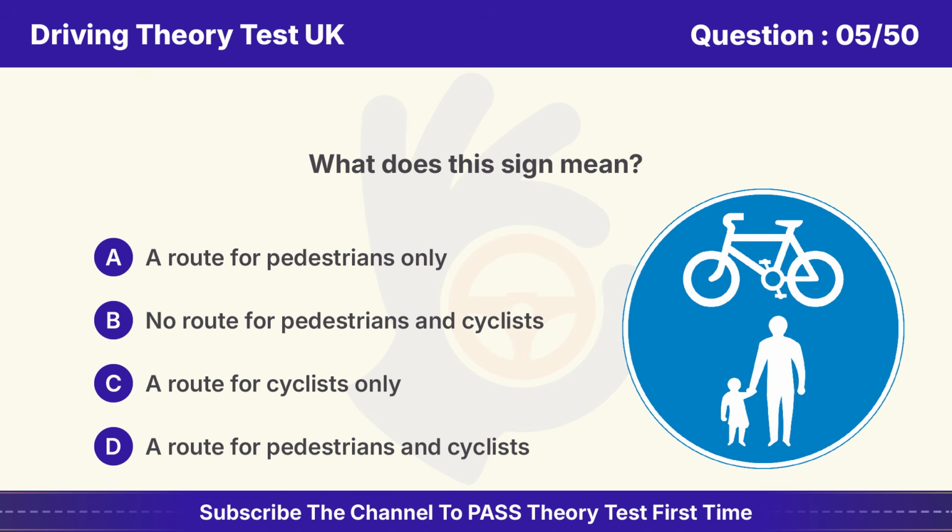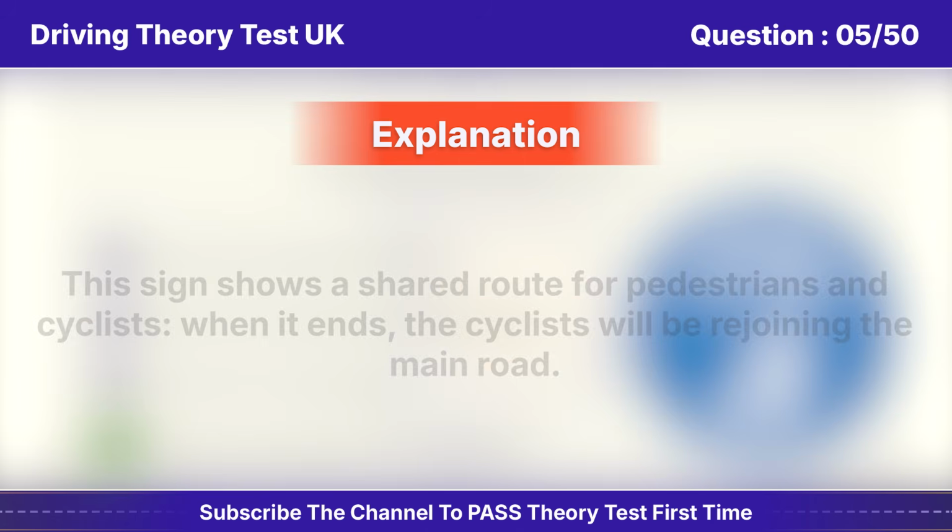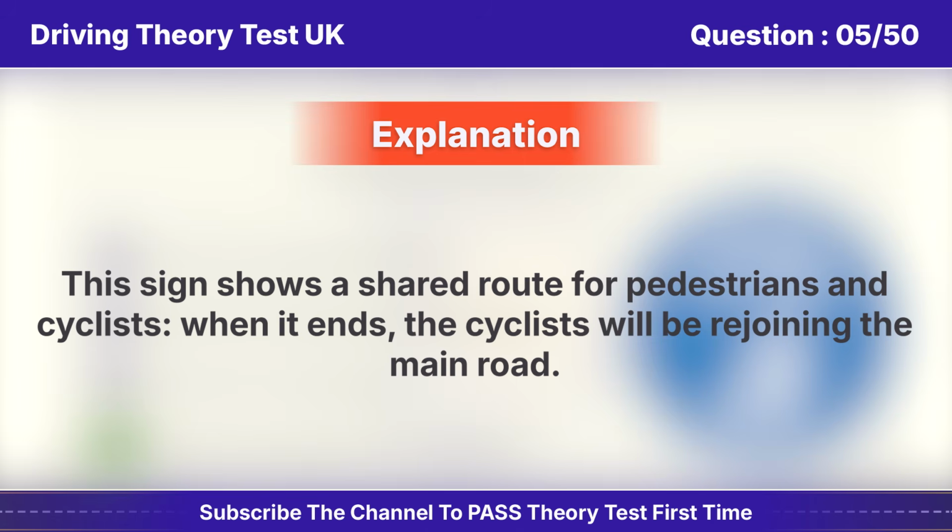Question 5. What does this sign mean? Answer is D. A route for pedestrians and cyclists. This sign shows a shared route for pedestrians and cyclists. When it ends, the cyclists will be rejoining the main road.